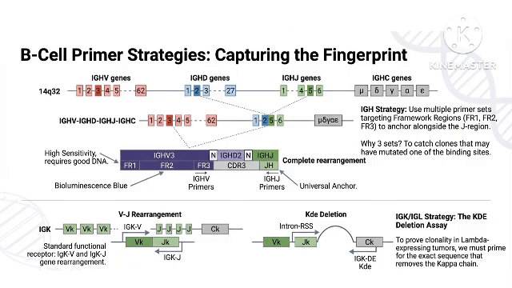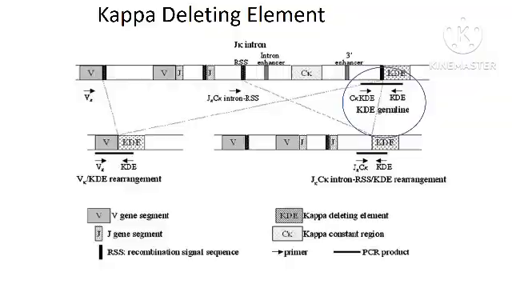Before that, there is some checkpoint which we have to understand. So this is the kappa light chain gene rearrangement. You see that variable segments are there, joining regions are there, constant regions are there. But on the 3' end, you are seeing something called KDE. KDE stands for kappa deleting element. And in between you have some intron enhancers and RSS also. You know that every VDJ should be flanked by RSS. All this we have read.